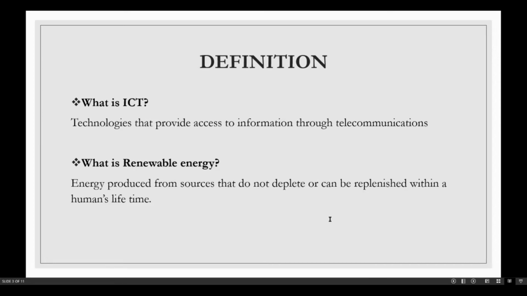Next, what is renewable energy? Renewable energy is energy produced from a source that does not deplete or can be replenished within a human lifetime. The most common examples include wind, solar, geothermal, biomass, and hydropower. This is in contrast to non-renewable sources such as fossil fuels.